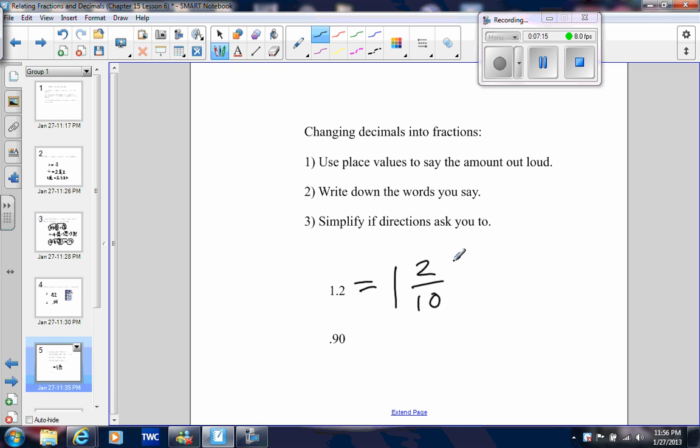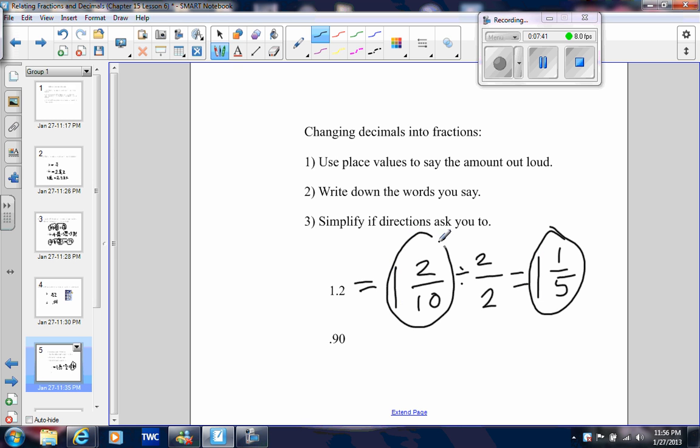Now if they did ask us to simplify down to simplest form or lowest terms, I've got a 2 and a 10. I could divide by 2 on the top and 2 on the bottom, and then I would get 1 and 1/5. 2 divided by 2 to get 1, 10 divided by 2 to get 5. So this is equivalent to this, which is equivalent to this. All of these are the same amount.